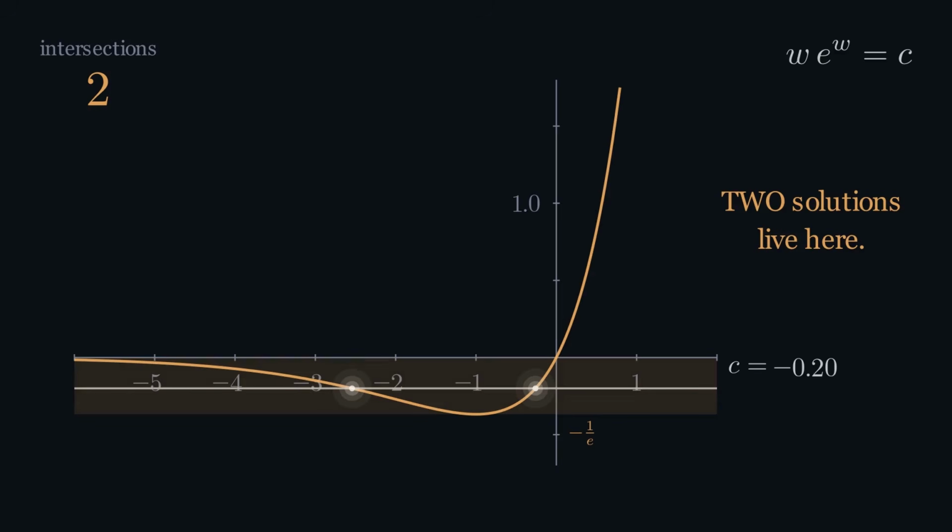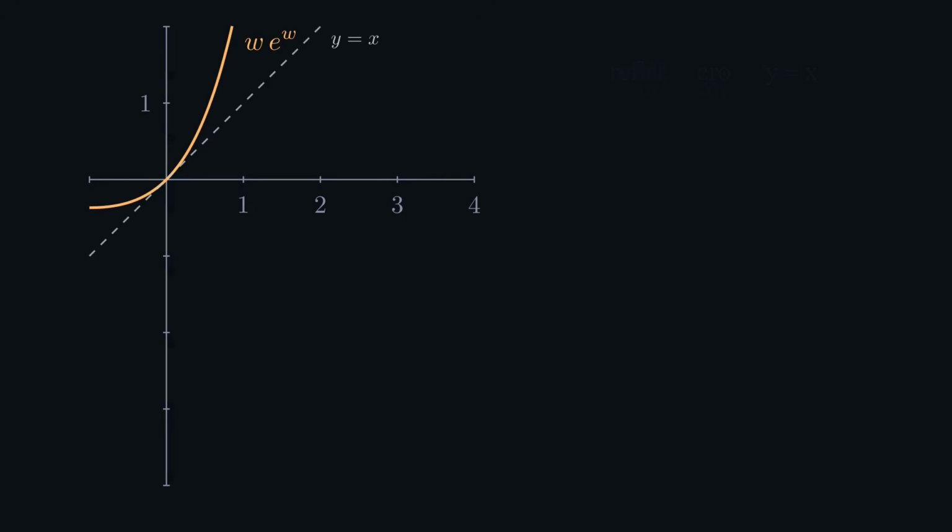To invert a function, you swap input and output. And geometrically that means reflect the entire curve across the diagonal line y equals x. And actually, here's a trick I love. You never have to solve anything to draw this.